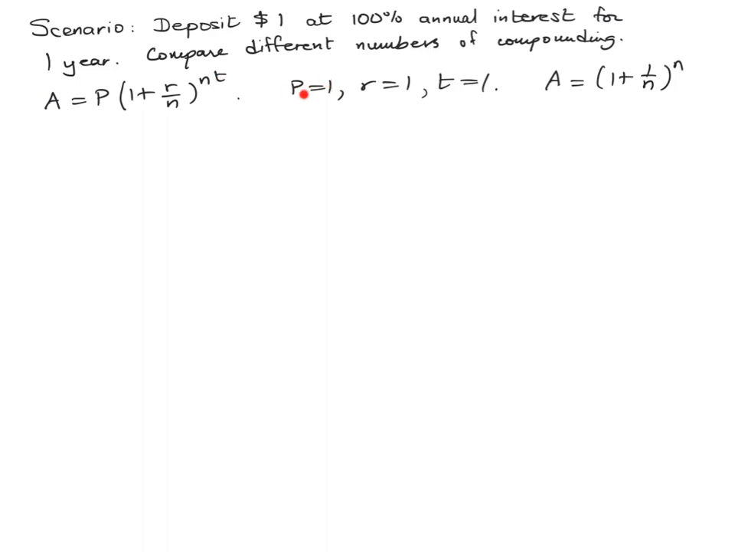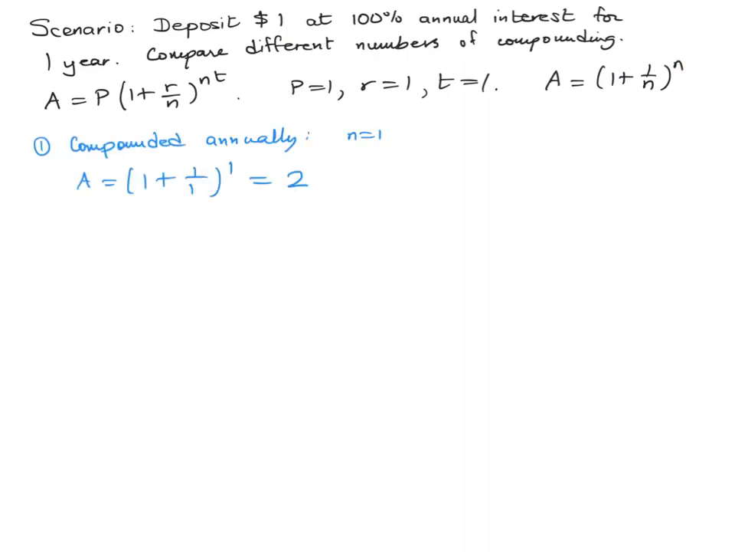The principal is $1, so P is 1. The rate is 100%, so R equals 1. When you convert 100% to a decimal, it's just 1. And then T is 1 because it's 1 year. What is going to change, though, is the number of compounding, so N. So this is the formula we're using, and we're going to plug in different values for N.